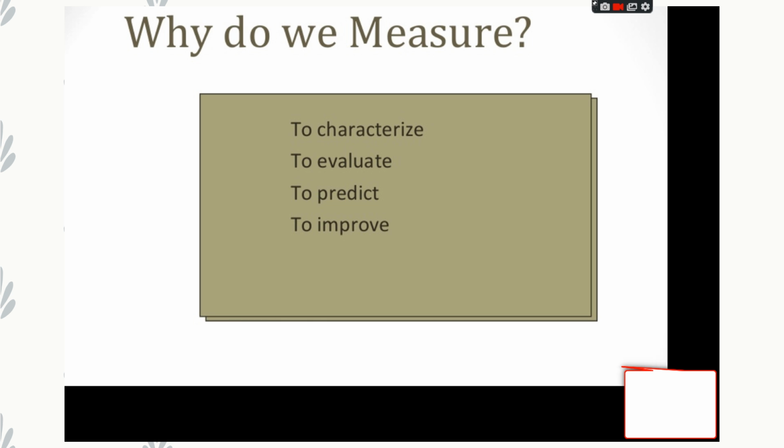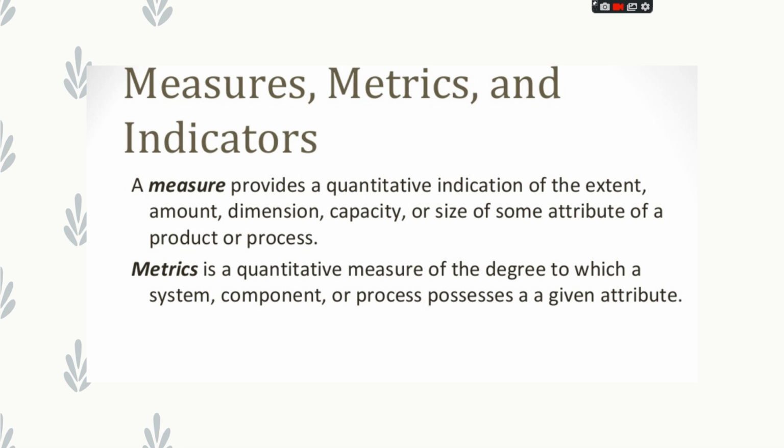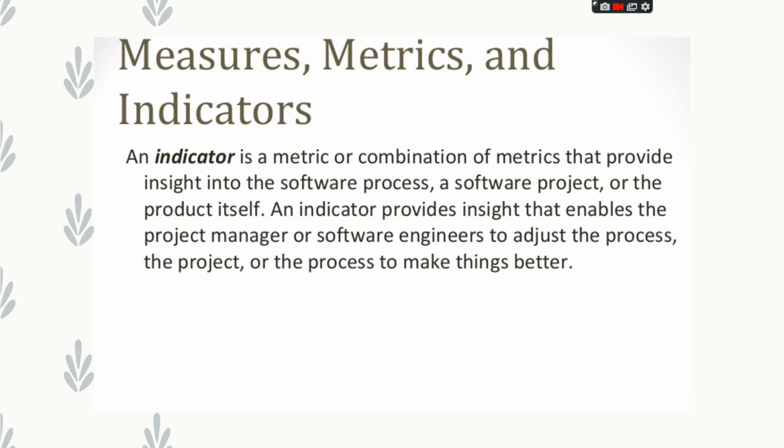So why do we measure? To characterize, to evaluate, to predict and to improve, we need to measure. A measure provides a quantitative indication of the extent, amount, dimension, capacity or size of some attribute of a product or process. A metric is a quantitative measure of the degree to which a system, component or process possesses a given attribute.